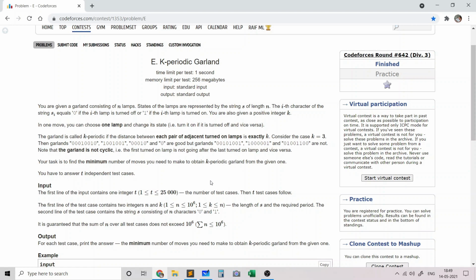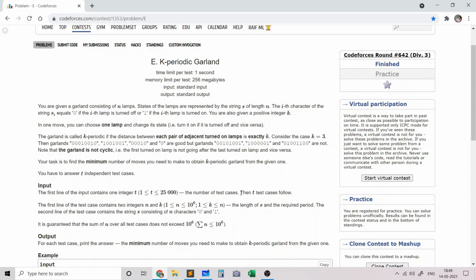In the first line of the input, we are given an integer t, and we have to solve the problem for t independent test cases, and in each test case n is up to 10 to the 6, where n is the length of the string and k is the distance between each pair of adjacent ones. And the sum of all n doesn't exceed 10 to the 6, so that means we need an n log n or O of n solution.